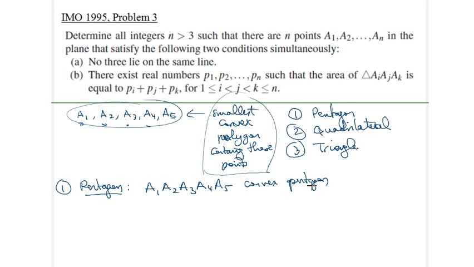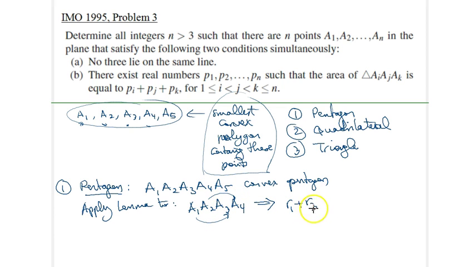First, let's apply the lemma to two different quadrilaterals. Let's write that down: apply the lemma to the following. First, quadrilateral A1, A2, A3, A4. That immediately implies that R1 plus R3 is equal to R2 plus R4.